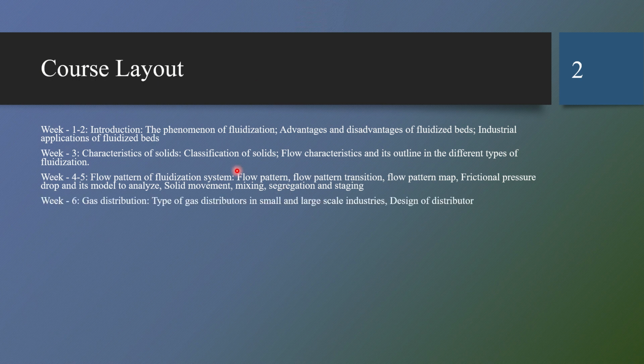And the next, week 6, is gas distribution, types of gas distributor in small and large scale industries, design of distributor. This was a portion of last week where we saw different types of gas distributors for gas solid systems like porous distributor, perforated distributor, and tube type distributor, and sparger or internal type distributors also seen. And what would be used when was all dealt in the last class.